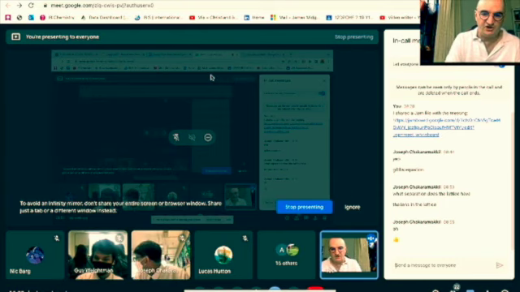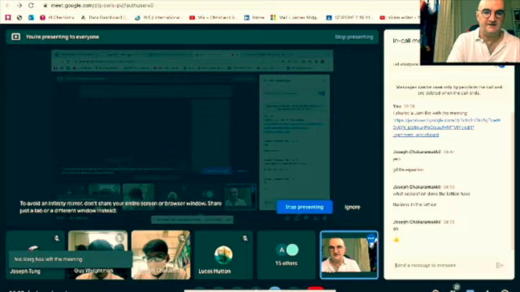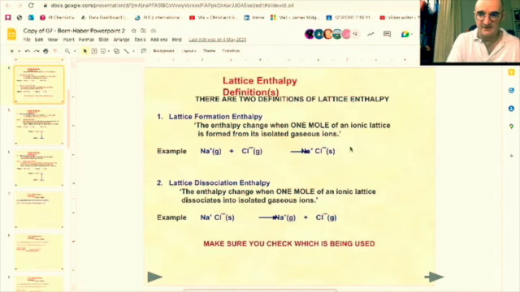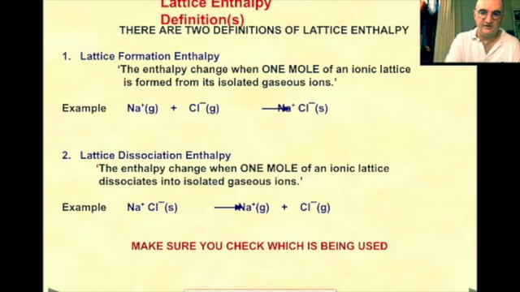So we're just on the definitions at the moment. Infinite separation, gaseous ions, 1 mole of the solid, sorry. And the IB don't really care which way round we do this. You can do the exothermic bond making, or you can do the endothermic bond breaking. Both answers would be acceptable on the mark scheme, -1,000 or +1,000, whatever it happens to be. We'll both get the full marks for this.